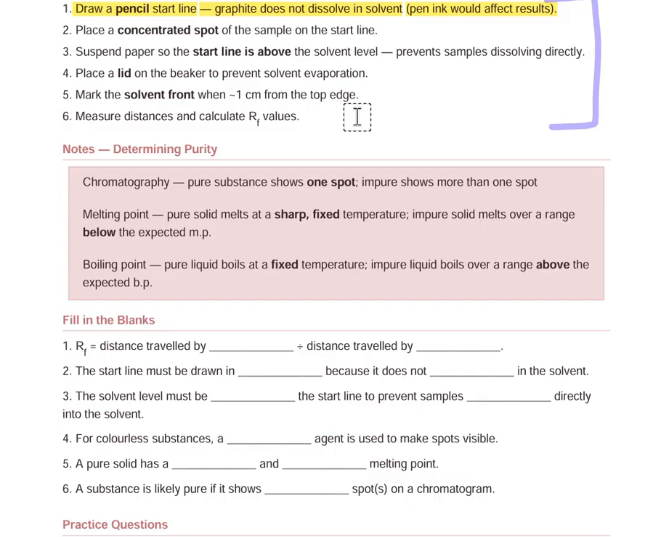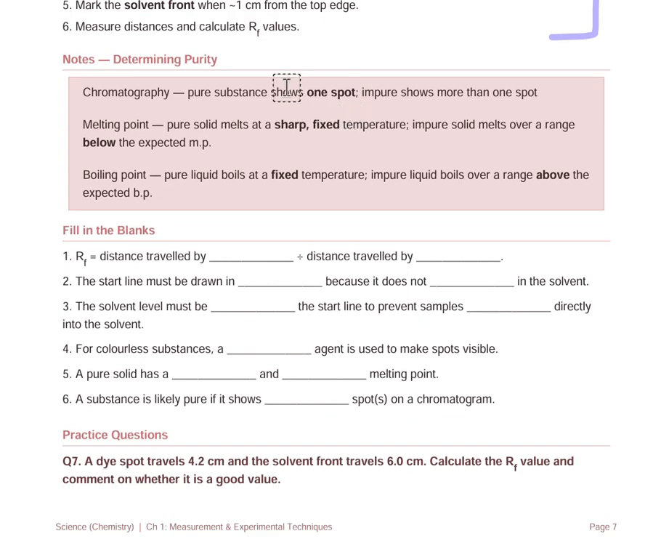Okay, let's do this. Chromatography: a pure substance shows one spot, impure shows more. Melting point: a pure solid has a sharp melting point, and so on. You can just read on your own pace. I'll give you guys a minute. All good?